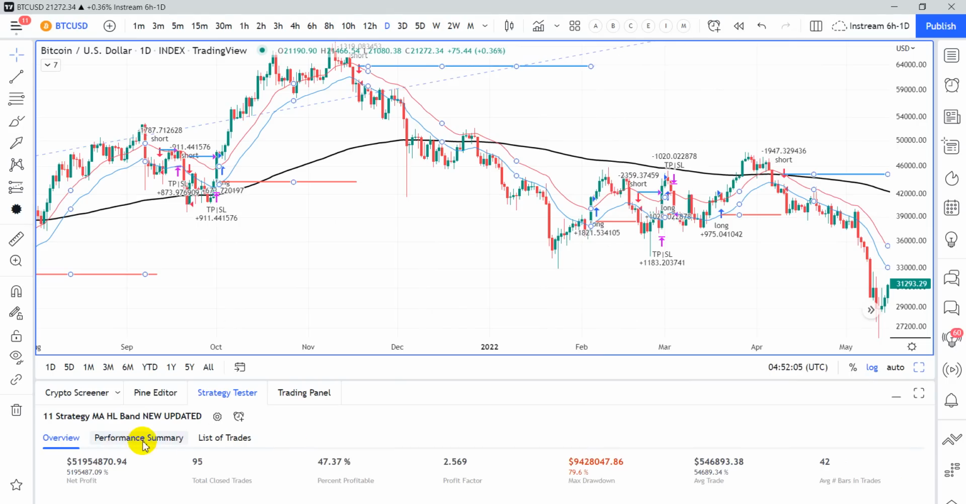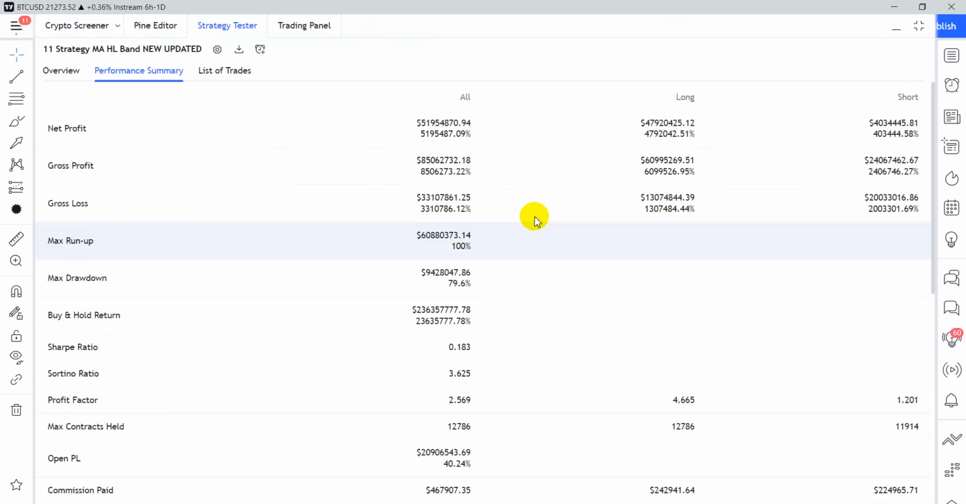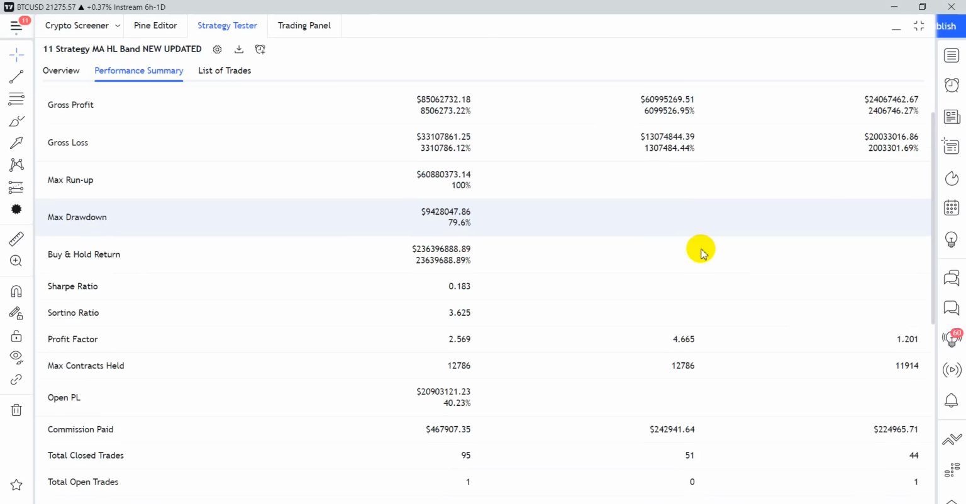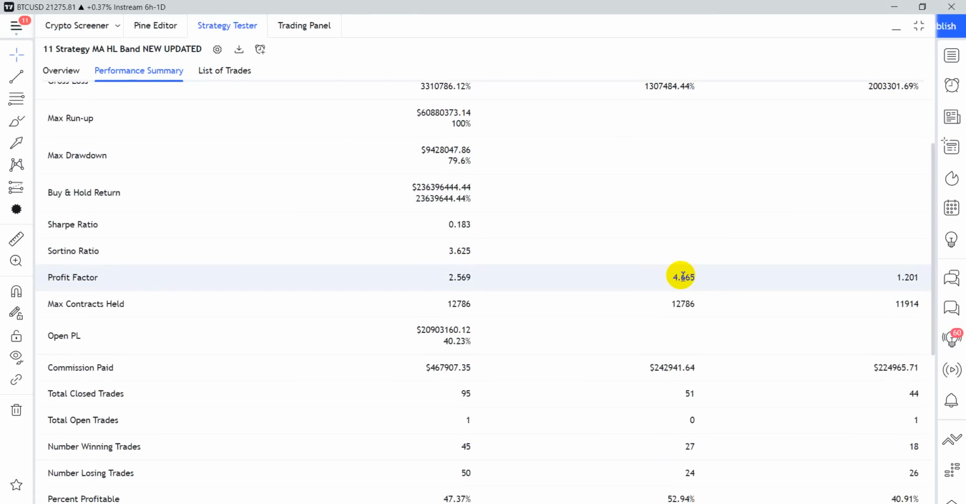Okay, let's go ahead, and here's the tab which is called performance summary, which will give you the summary of all of your results, and you can actually see that for longs and shorts, nice net profit, gross profit also is nice. Gross loss, you see that shorts gave you more loss than the longs. And the profit factor, I can see that the long trades gave me a very nice profit factor, 4.6, while the short trades gave me kind of the ordinary one, 1.2.